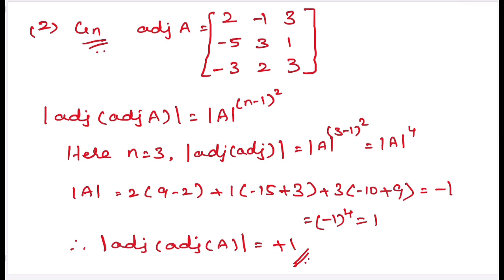Since it is a 3 by 3 matrix, here n is equal to 3, determinant of adjoint A is equal to determinant of A the whole power 3 minus 1 the whole square, that is equal to determinant of A the whole power 4. Therefore determinant of A is equal to minus 1. So that is equal to minus 1 the whole power 4 is equal to 1. So therefore determinant of adjoint A is equal to plus 1. Hence the solution of this problem.